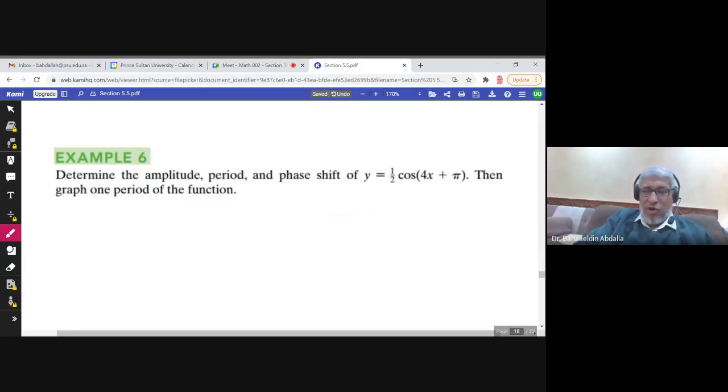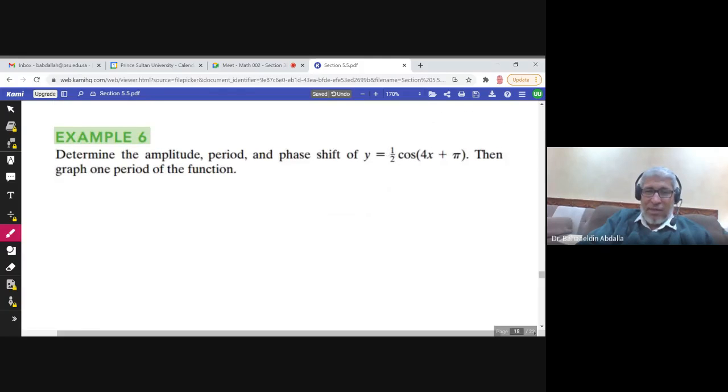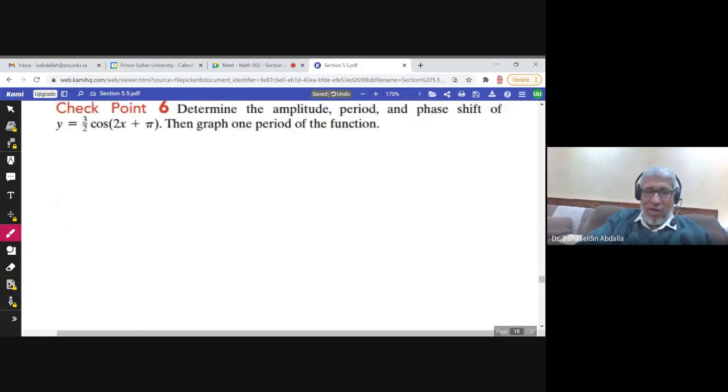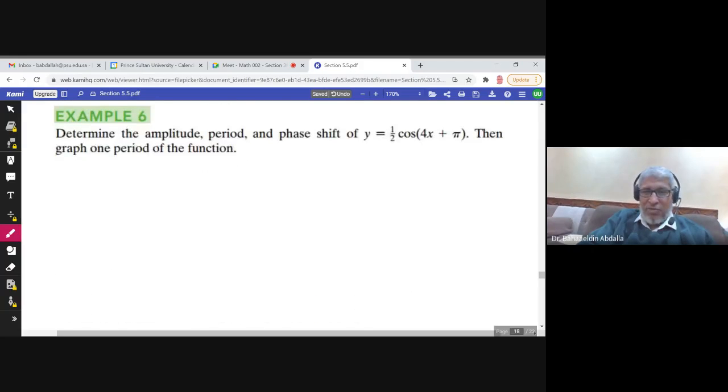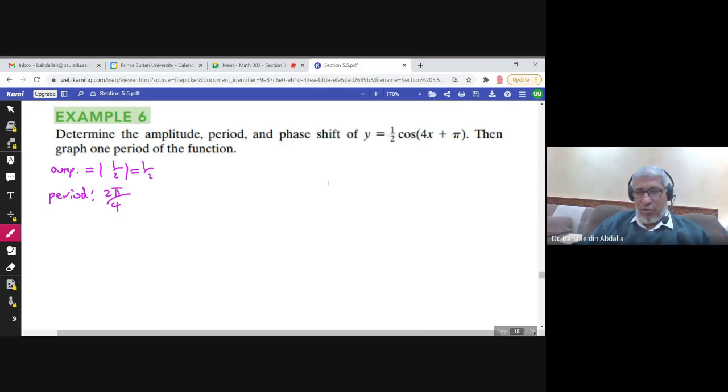So let us take one example, and I will do this example, example 6, and I will leave all the other examples for you. Okay, I think we solved a lot of examples, and you will be easily able to solve all of them. So the amplitude is absolute value of half, which is half. Okay, what is the period? The period is 2 pi over 4 because there is a 4. B is 4. So it's pi over 2. So the period is pi over 2.